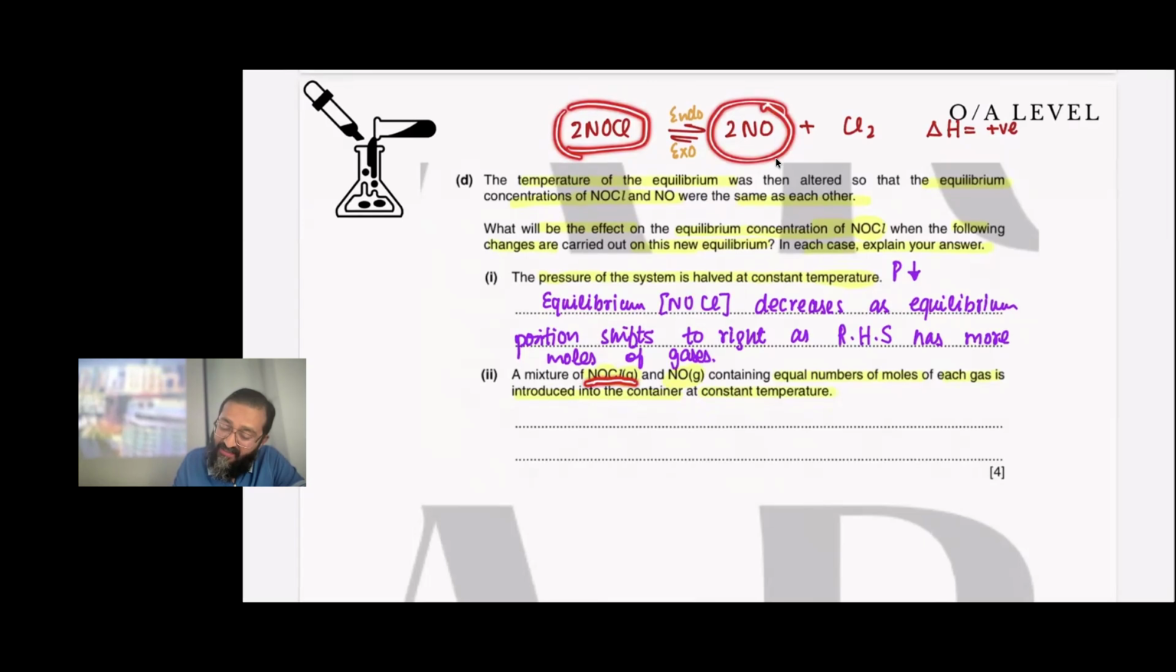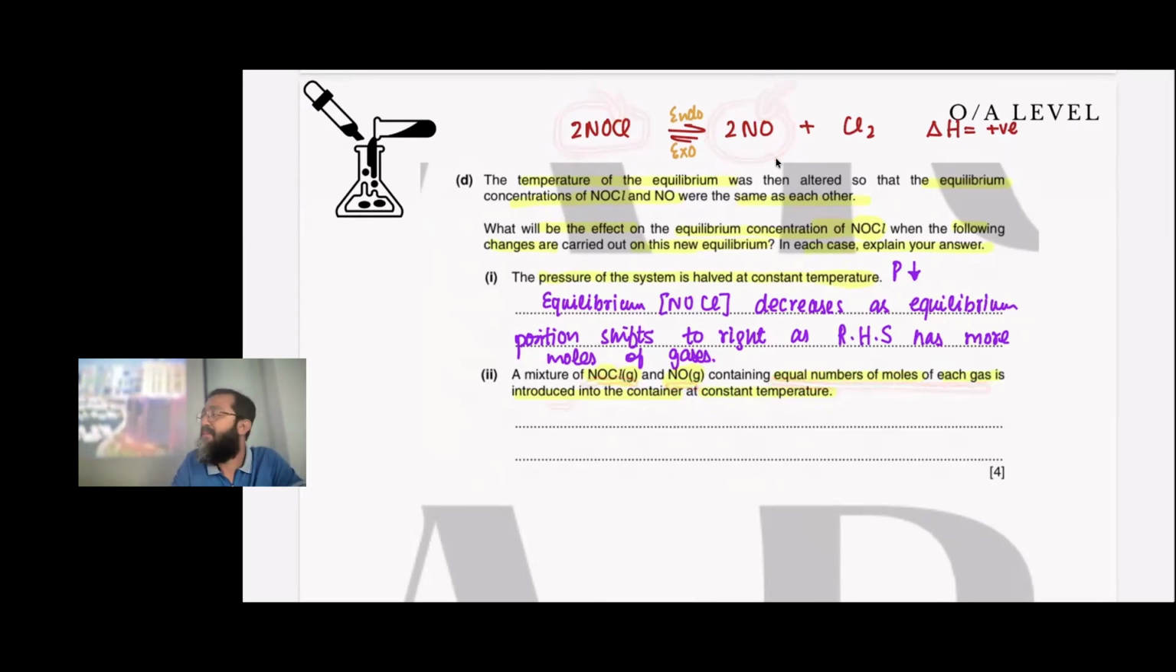And then the mixture of NOCl and NO containing equal number of moles of each gas is introduced. So you got the equal moles of these two again. So both sides are actually getting greater moles, but with the same factor, with the same ratio, isn't it? So it means there will be no effect either on the position of equilibrium and no effect on the concentration of NOCl.